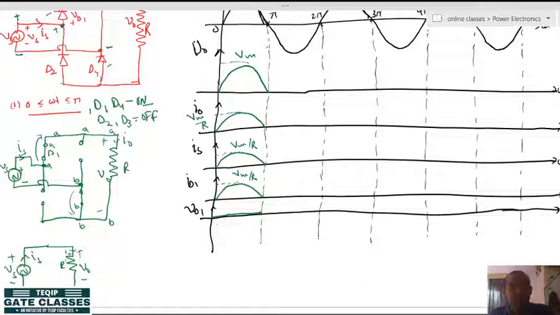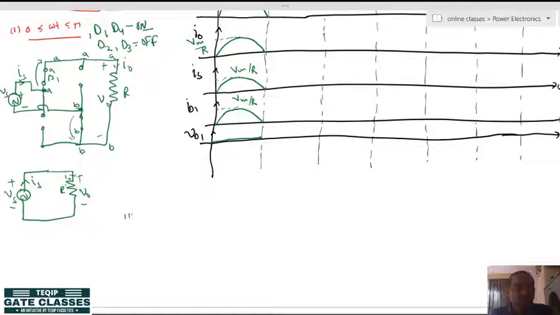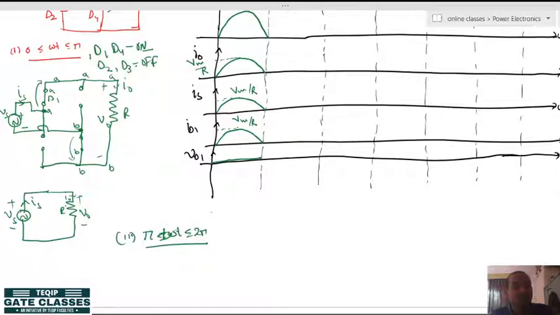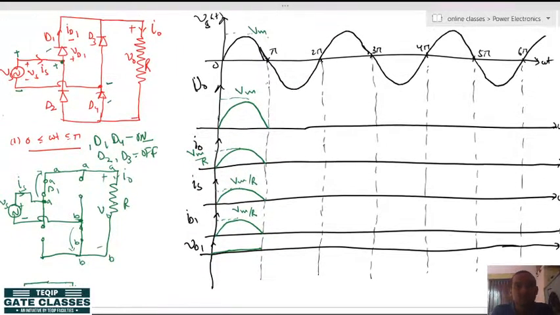Now, move on to the next instant, that is from pi to 2 pi. When you move from pi to 2 pi, what is happening here? Now the supply has become like this. So, this cycle was positive for some pair of devices, and this cycle, although with our 0 reference it is known as the negative cycle, for some devices it will act like a positive.